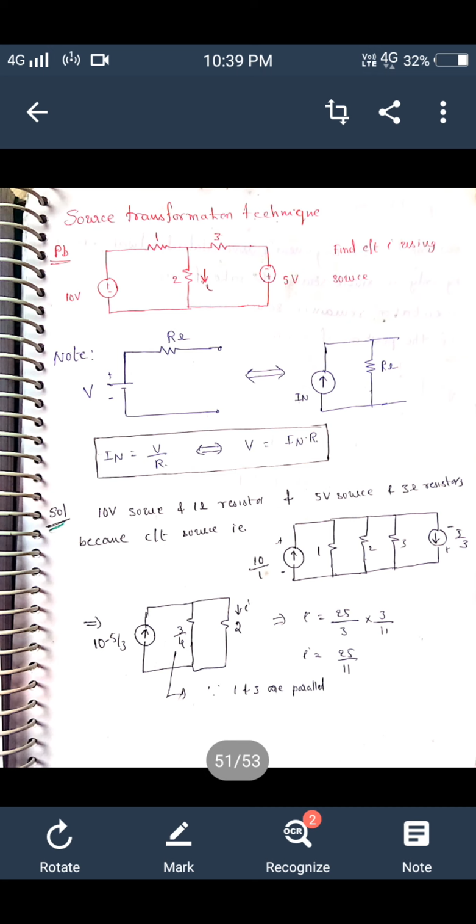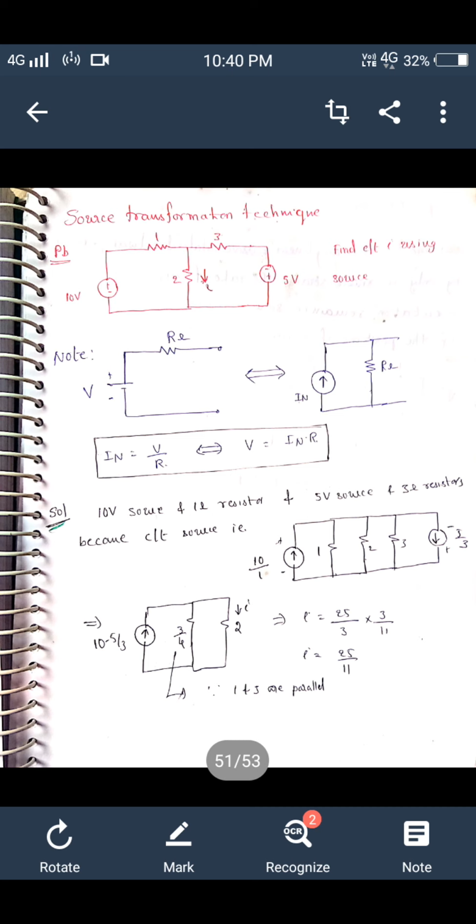any one particular branch. In this technique, the disadvantage is, if by using source transformation technique we find the response of one branch, and if you want to find the response in other branches, again we have to apply the technique. So it is more time taking. That's why mesh and nodal are called, compared to other techniques, universal techniques.